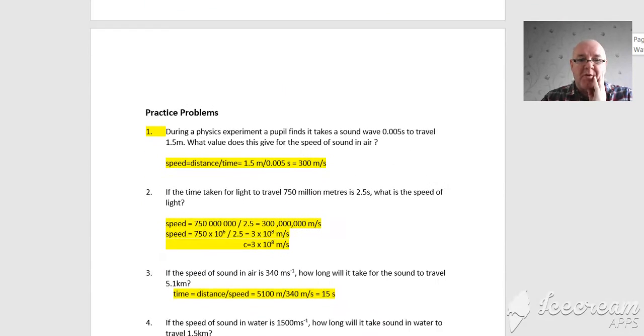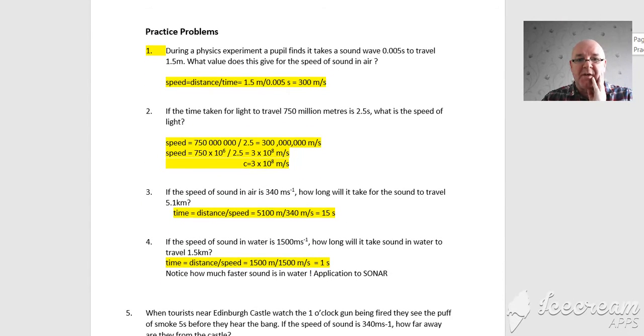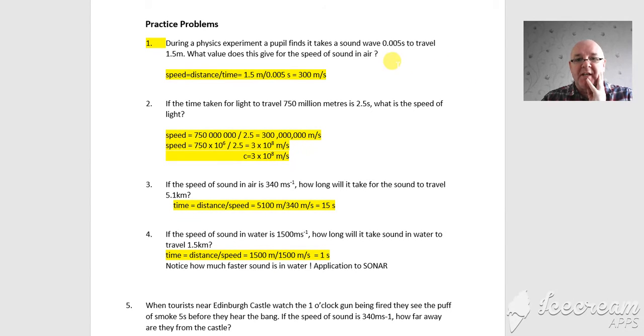So the practice problems are as follows. During a physics experiment, a pupil finds it takes a sound wave a certain amount of time to travel 1.5 meters. What is the speed of sound? So the speed is just distance over time again, and if you plug the numbers in, you get 300 meters per second. The next one, if the time taken for light to travel 750 million meters is 2.5 seconds, what is the speed of light? You just plug the numbers in, so 750 million divided by 2.5, and you get 300 million meters per second. And that is 3 times 10 to the power of 8 meters per second.